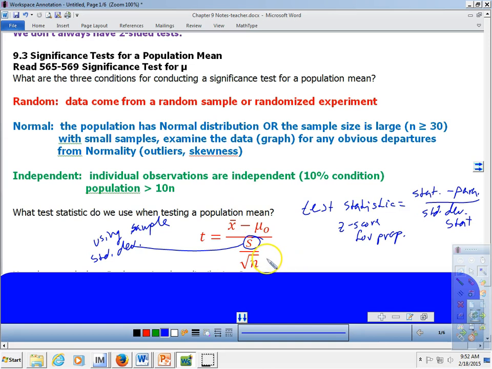So again, I want to make sure we make that tie as to why we get into a t-distribution instead of a z. And it's all about having to use the standard deviation of a sample to standardize down instead of the population standard deviation. And if you're wondering why that is, it's because the standard deviation of a sample is calculated a little bit differently.